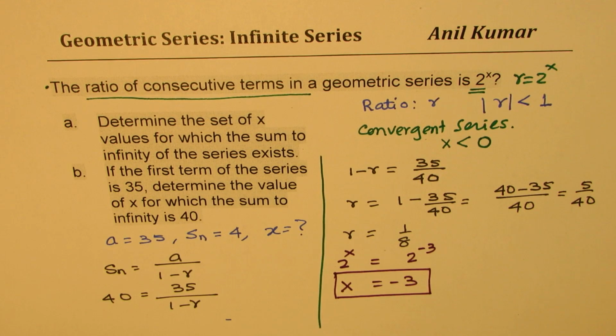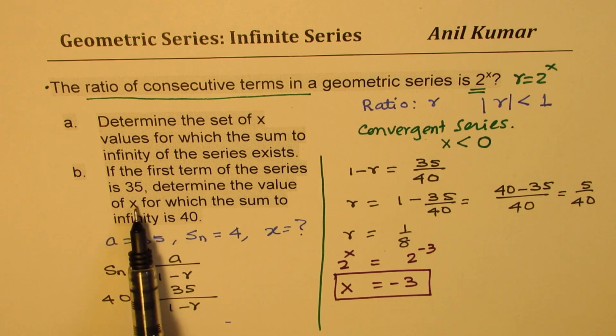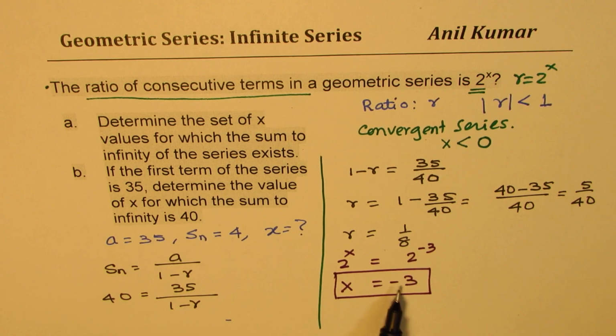So I hope now it's absolutely clear. So the question here is to find what value of x will give us the sum of this infinite series as 40 if the first term is 35. That value of x is minus 3. Perfect. So that is how we need to solve such a question. It's a bit tricky question, but I hope now the solution is absolutely understandable.